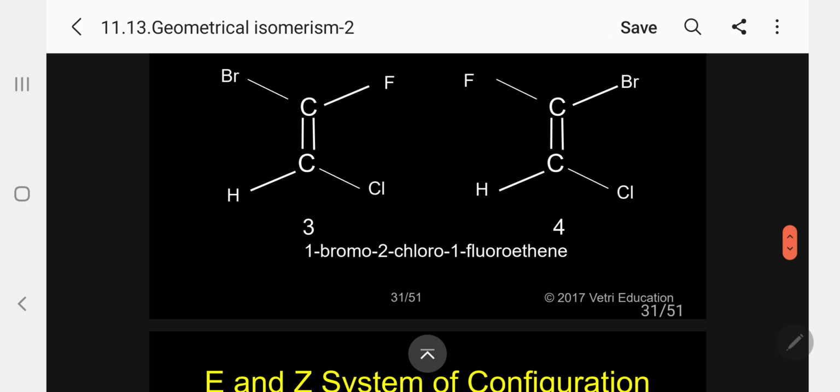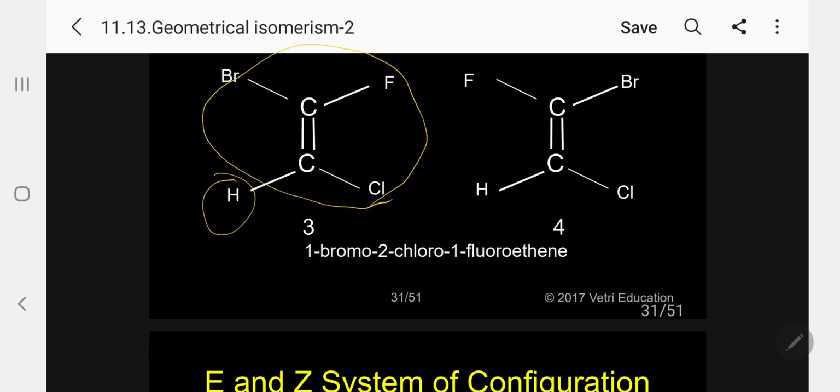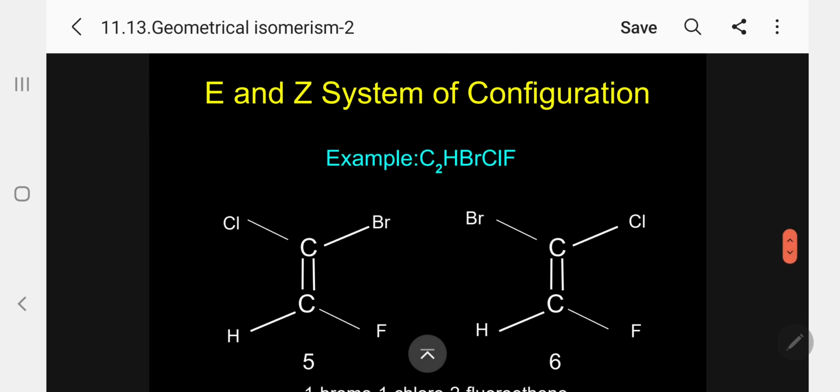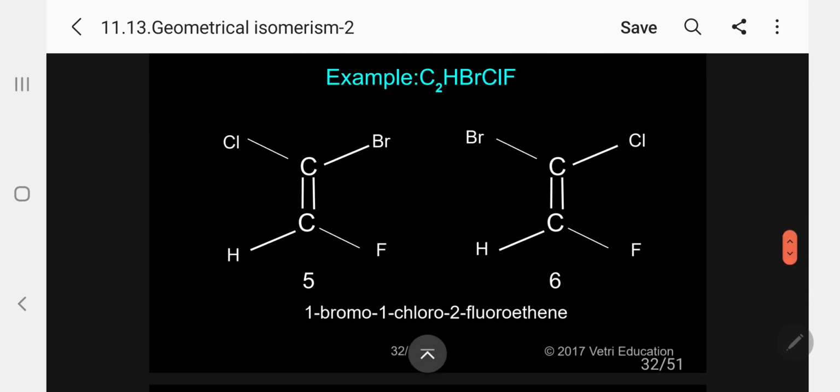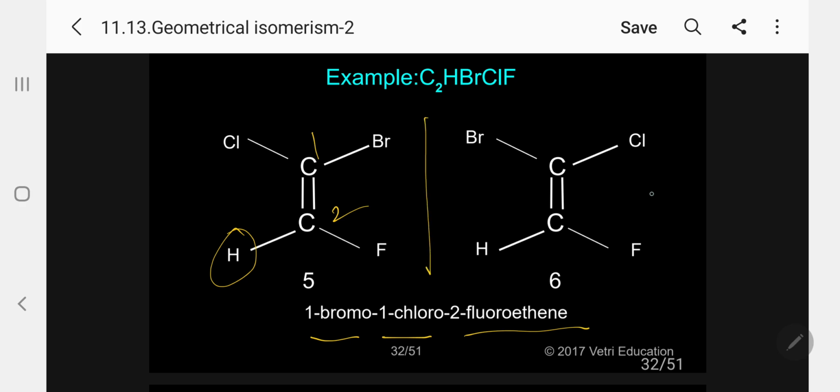Now do it again. What do I have to do now? Keep hydrogen constant and do the clockwise rotation again. Chlorine will occupy here, bromine will be here, F will come here. So the third case, see here. Hydrogen is constant, I am rotating clockwise, and now I am giving numbers. Bromine is on carbon 1, this is the second carbon. 1 bromo, 1 chloro, 2 fluoroethane. So this name is also different from the other two. Again I get the mirror image now.